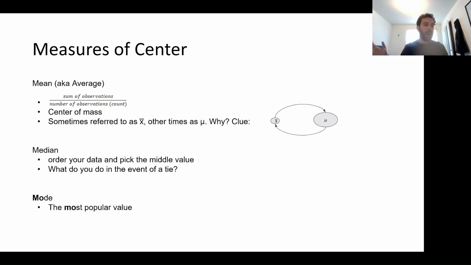The mode I like to remember starts with MO. It's the most popular value. So another measure of center, to go back to our example from the previous lecture, in some forms of elections, people are interested in the mode just because there's a lot of categories and we want to know what the most popular data point is. But even for numeric data, you can use the mode, assuming it's discrete and you have more than one observation for each number. Or you could say there's no mode in the event that you don't.